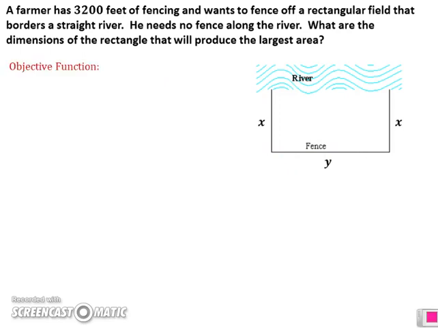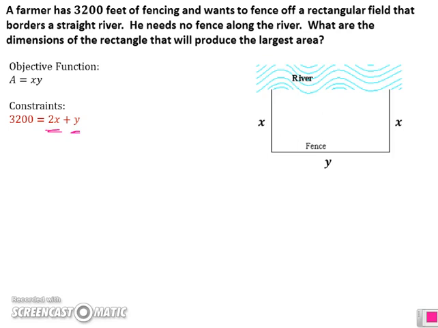So remember, the objective function is the function we need to find the maximum or minimum of. In this case, it's going to be area. So the area of this rectangle would be x times y. But there's two variables in there. So let's go to the constraint. The constraint in this case was the amount of fencing. That's a perimeter situation. So the perimeter is x plus y plus x, or 2x plus 1y equals 3,200.